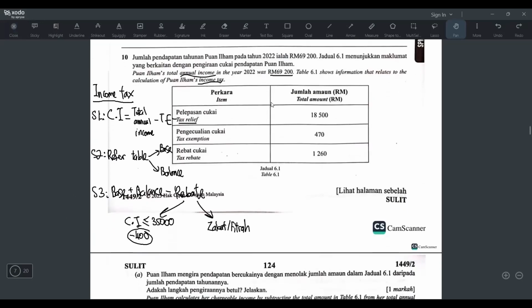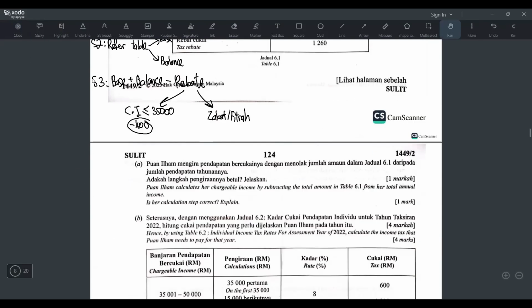Okay, so sekarang kita tengok table. So dia bagi tax relief, dia bagi tax exemption, dia bagi tax rebate. So we all know tax rebate, you will use it in step 3. And then tax relief, tax exemption, you do it in step 1. Okay. So now we can baca A sini.